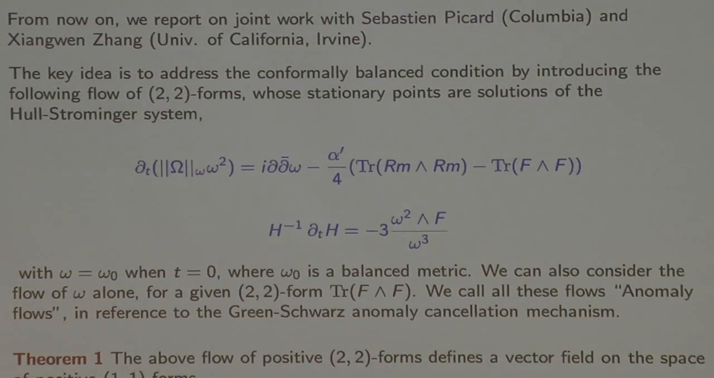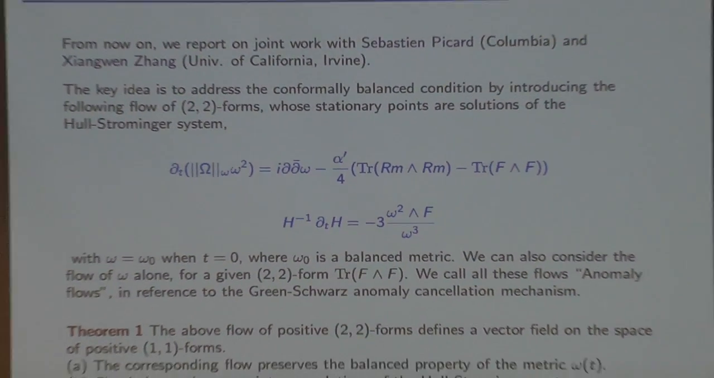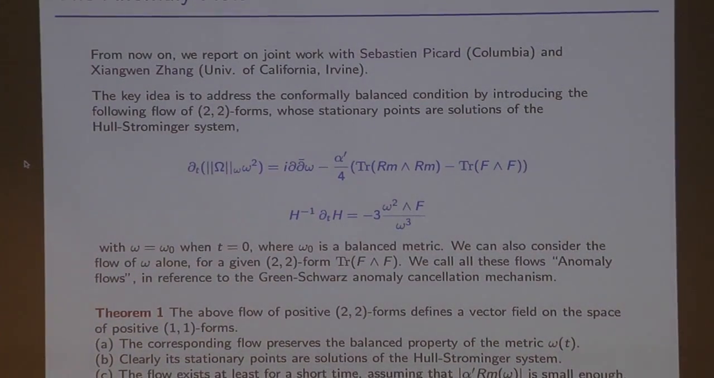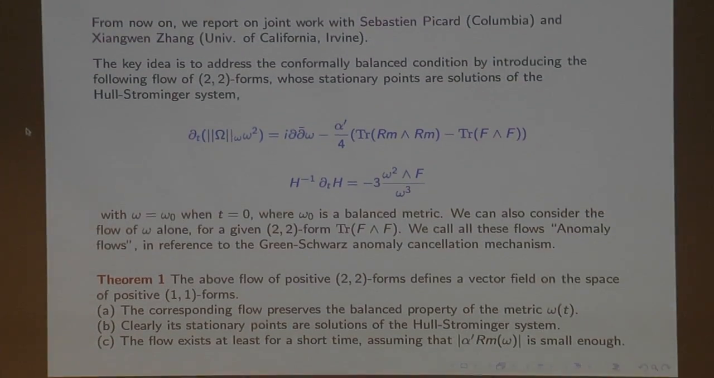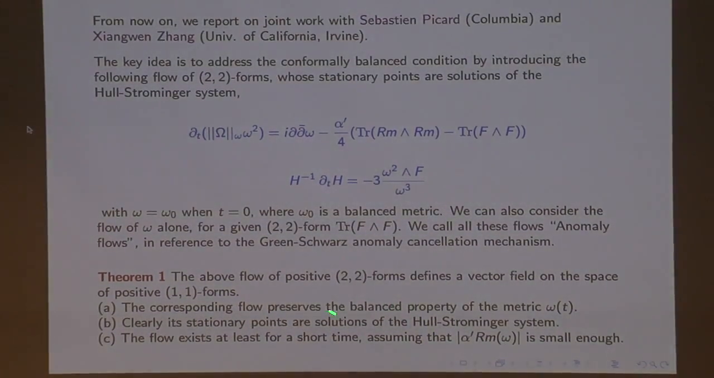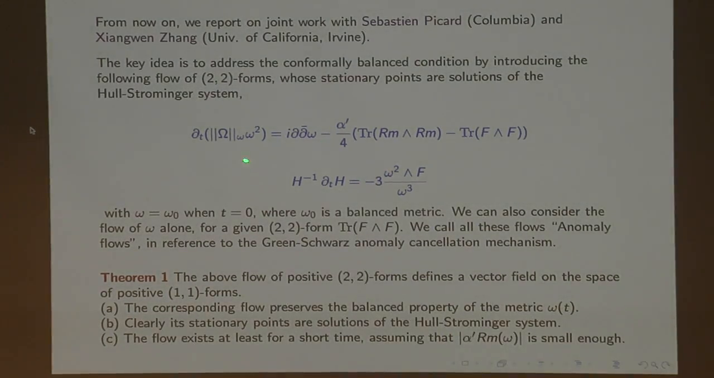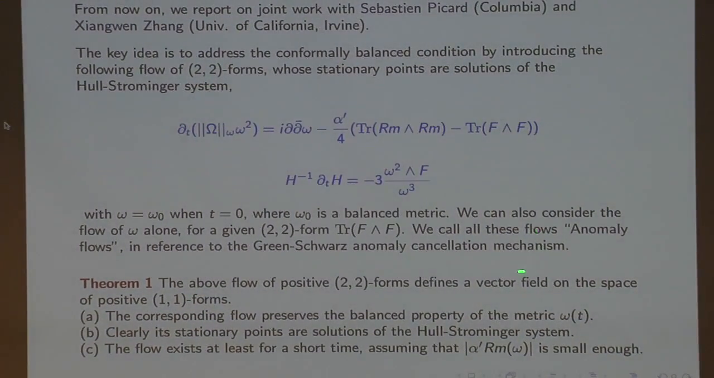And when it comes to flows, the first thing we have to worry about is, first, is it well defined or not? And then second, do we have at least short time existence, leaving long time existence for future work? So the first thing is the following: although you flow a 2-2 form, you can recapture from that a flow of the metric omega. In other words, this vector field here defines a vector field on the space of forms. Now, as I had mentioned, the very fact that this is closed tells you that the balance property is preserved.